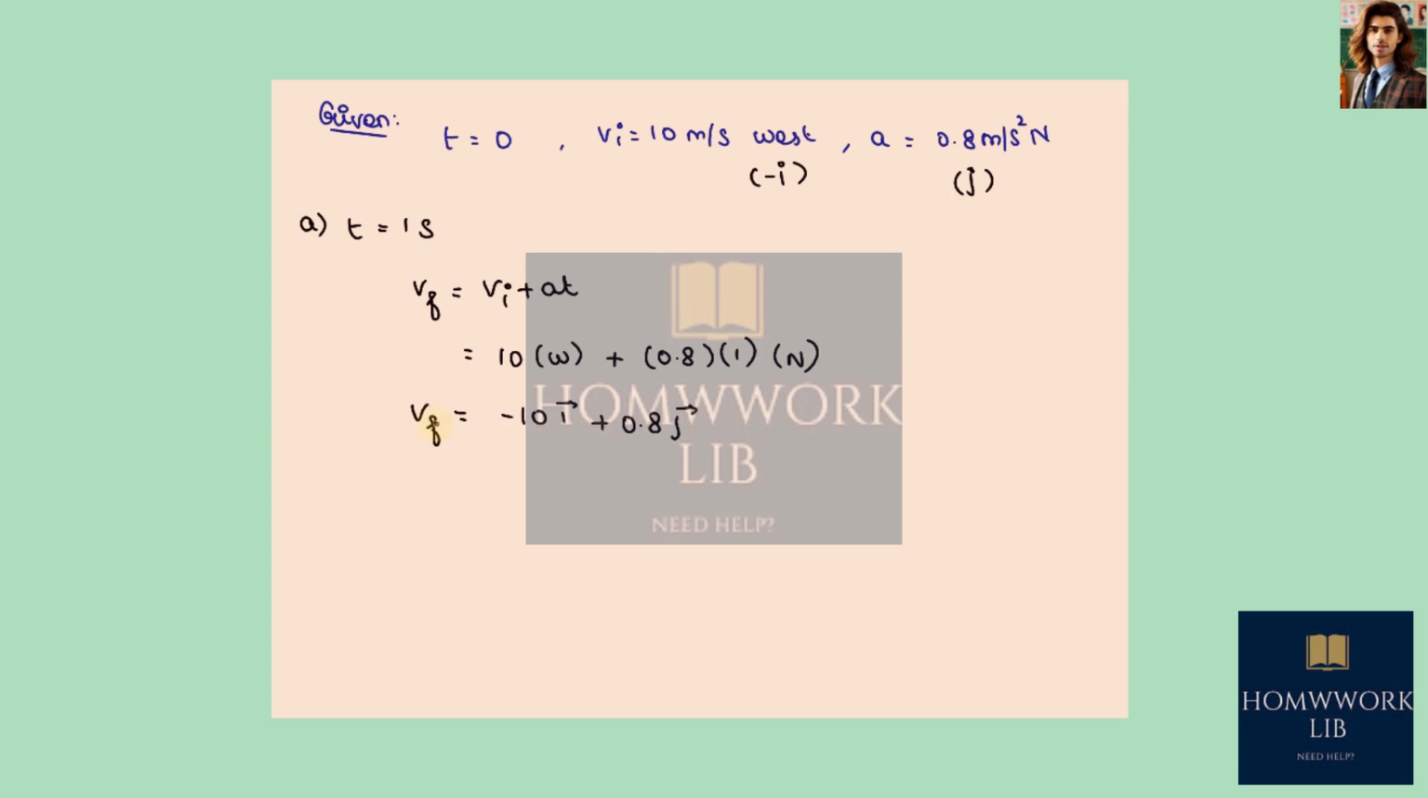So this is Vf, and if we find the magnitude, that is Vf equal to square root of minus 10 square plus 0.8 square. So this will give the magnitude as 10.04 meter per second, and that angle theta is equal to tan inverse of 0.8 by 10. So this will be equal to 4.57 degrees. So therefore the velocity is 10.04 meter per second at an angle of 4.57 degree north of west.